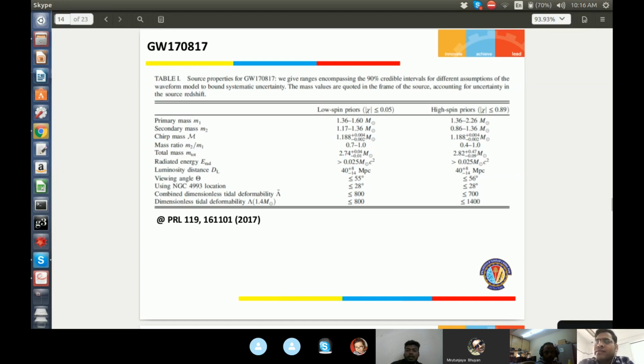and the combined tidal deformability, or the effective tidal deformability, is less than 800 for the low spin pairs. With the same confidence limit, they have estimated it for the low spin pairs as well as for the high spin pairs. This is reported in PRL 119.